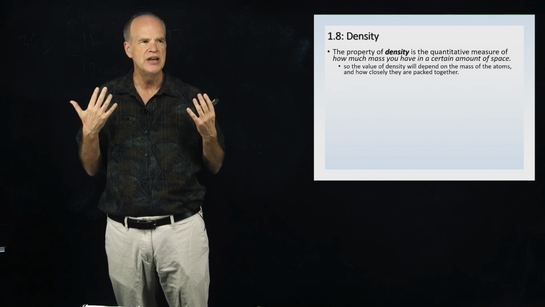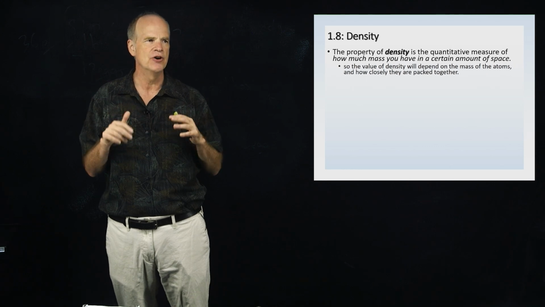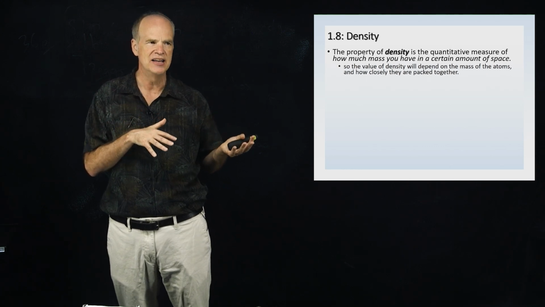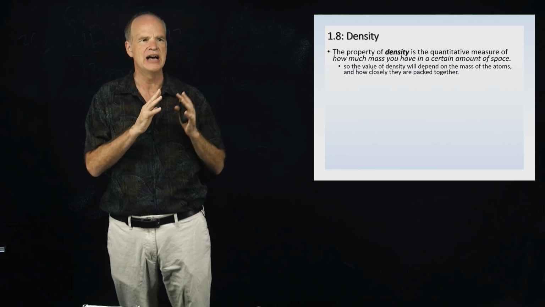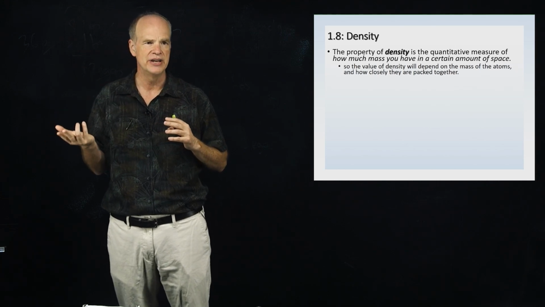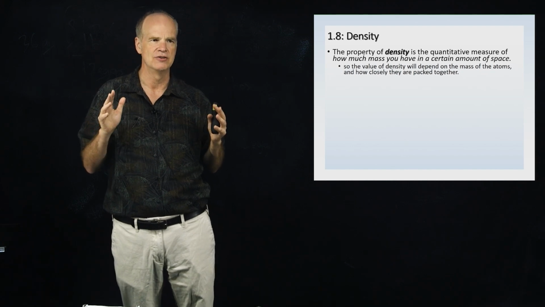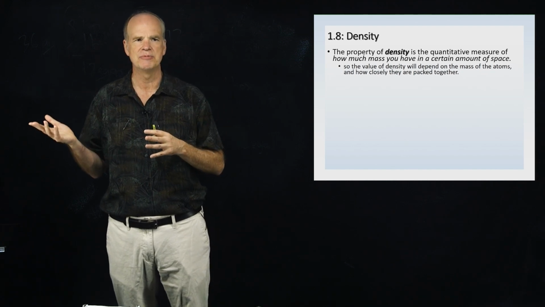One way you can increase the density is by packing more atoms into that space. So some matter can be more dense because there are more atoms of that matter packed in that space. But another reason why something can be more dense is because each of those atoms maybe weighs a lot more than, say, another sample that is less dense.